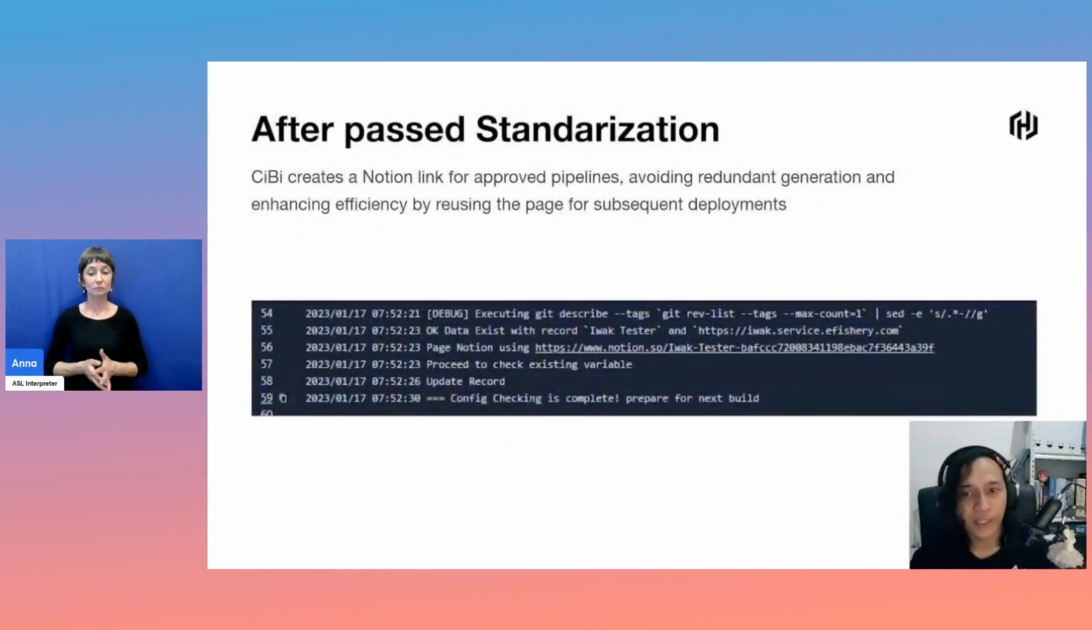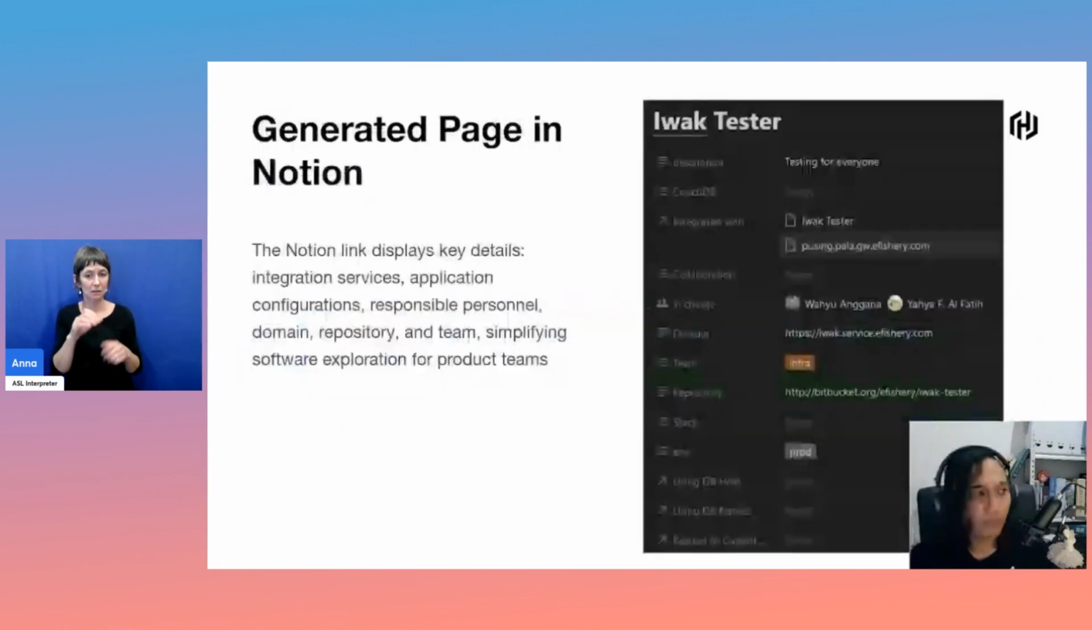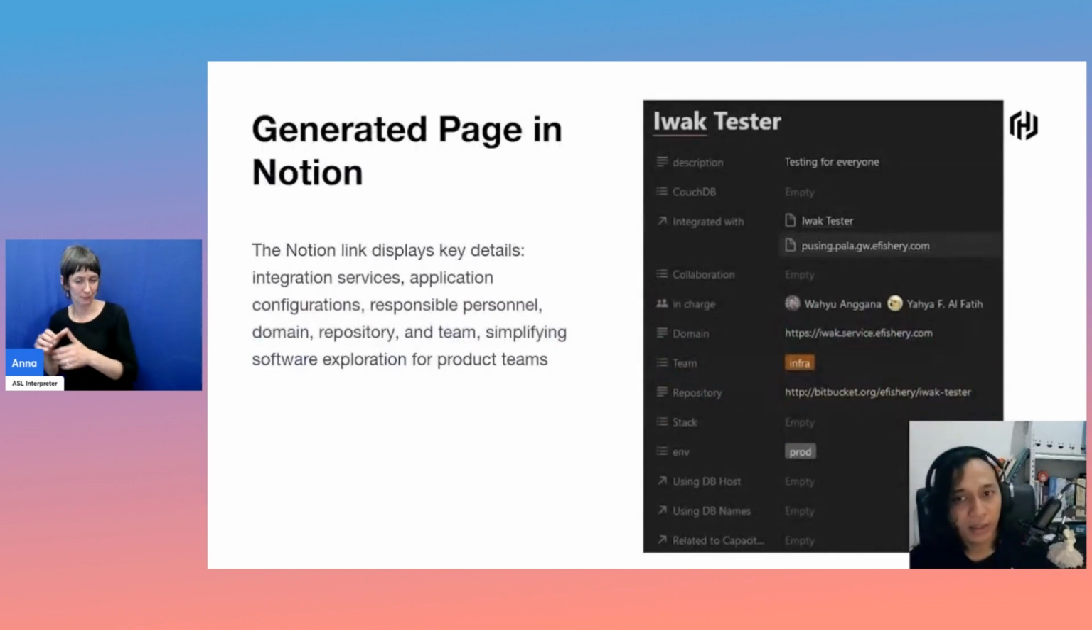You see, the page will be available in the pipeline when the standardization has passed and been stored into the software catalog. The Notion link will be generated as a single file entity for the following pipelines, and GB won't regenerate the page. GB will use the existing page. With that link, this is how it looks. This is how the page looks, with the link generated within the pipeline.